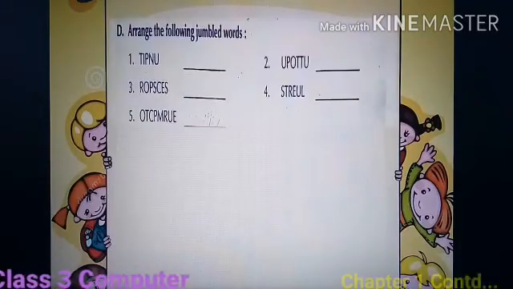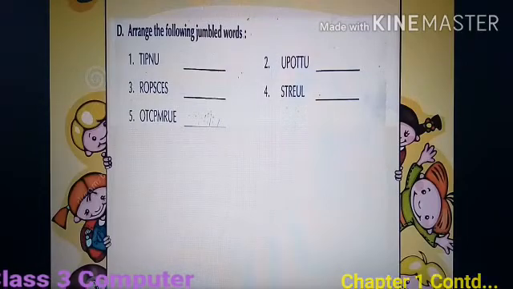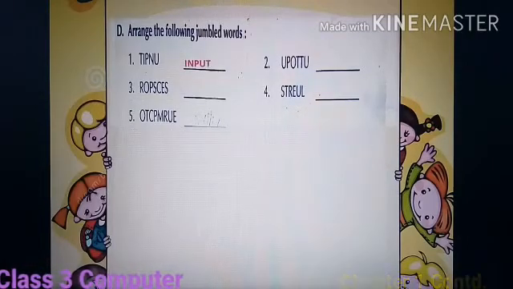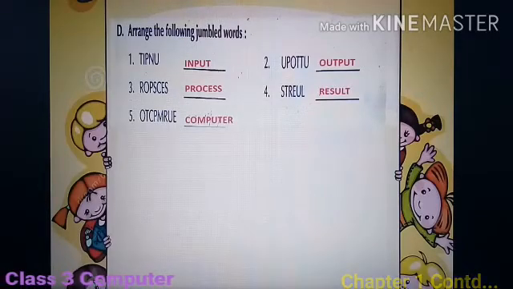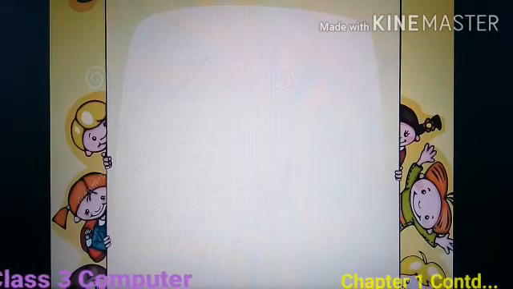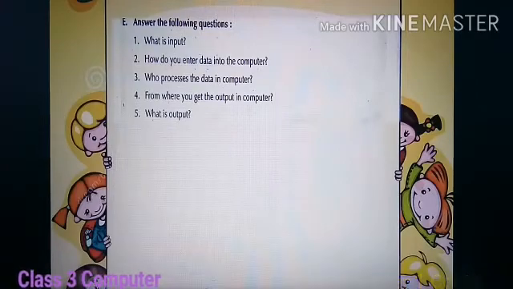The next assessment in our textbook is, arrange the following jumbled words. And this we already discussed. So now you check your answer. Okay.